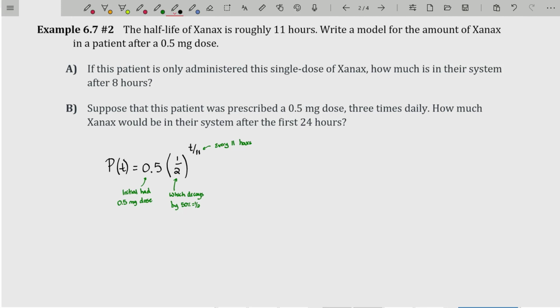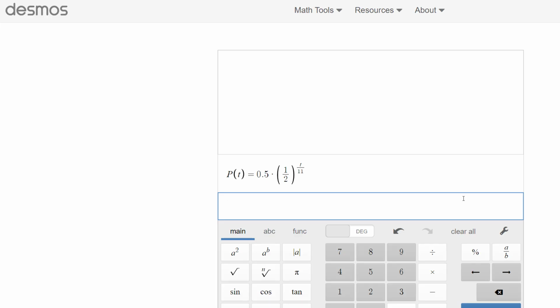And part A says, even though there was a part before part A, which I guess is us building the model: if this patient is only administered this single dose, how much is in their system after 8 hours? That is just asking what's the population after 8 hours. So you just ask what P of 8 is, and you plug that in. 1/2 raised to the 8/11. Obviously, you'll need some type of computational technology. Here, I'm using Desmos, and I'm just going to find out what P of 8 is. 0.302. We'll just go to 3 decimal places here. 0.302 milligrams.